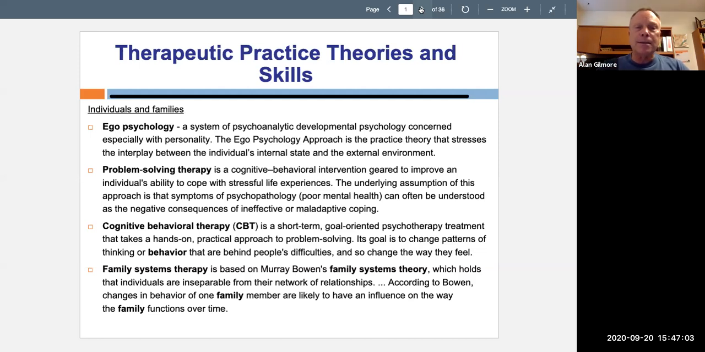Problem-solving therapy is a cognitive behavioral intervention. This is one that's often used when you're specifically looking at wanting to make changes in behavior.